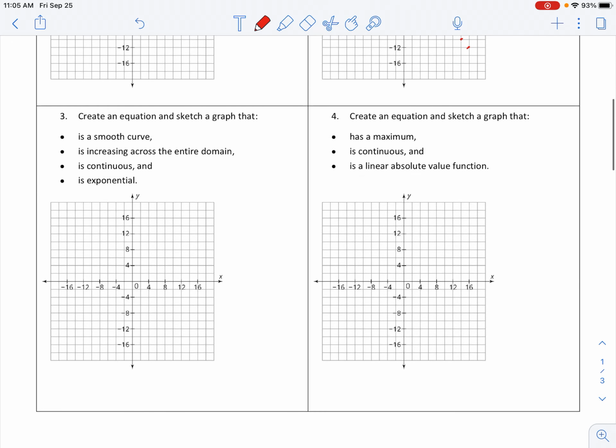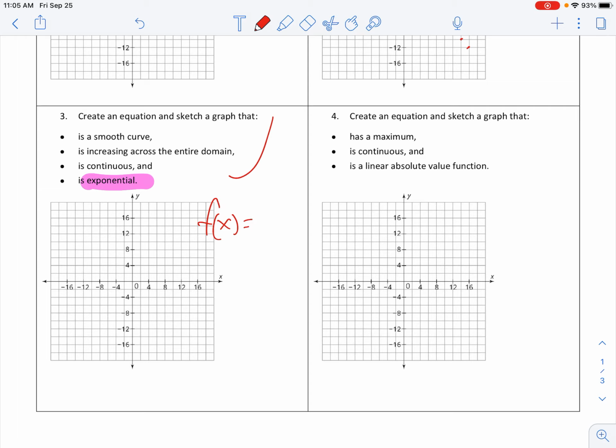Number 3. As I read through number 3, the keyword is exponential. Exponentials have x as the exponent. Exponentials are my curves, okay? A whole bunch of different curves you can be doing for an exponential. So we want it to be what? Increasing across the entire domain. So this is an increasing exponential. This is an example we've been seeing, and that it is continuous. So what I want from you guys then is create something that's going to look like that, increasing.